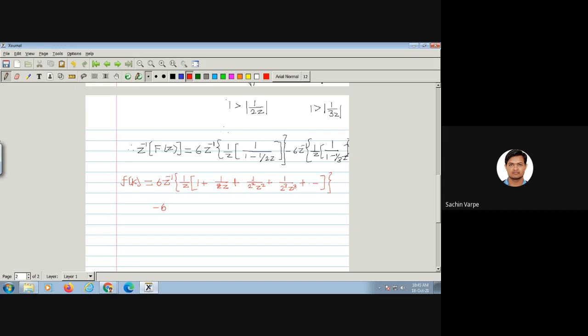आप लोग भी बता सकते हो मुझे, ओके, आप लोग भी मेरे साथ चल सकते हो. 1 by z into 1 plus 1 by 3z plus 1 by 3 square z square. Please correct me if I'm wrong. 1 by 3 cube z cube plus and so on.